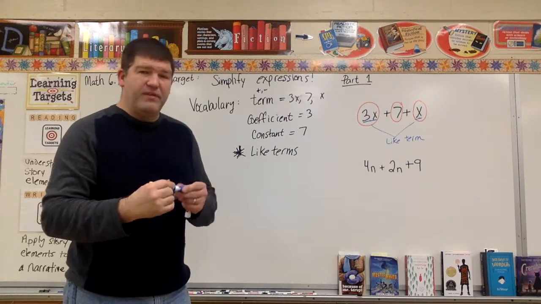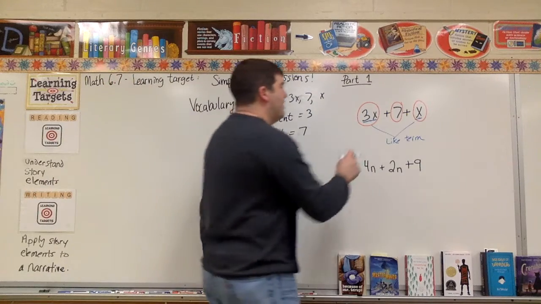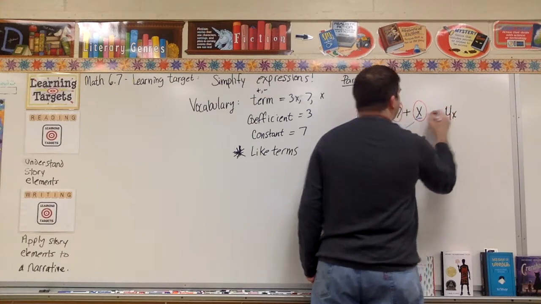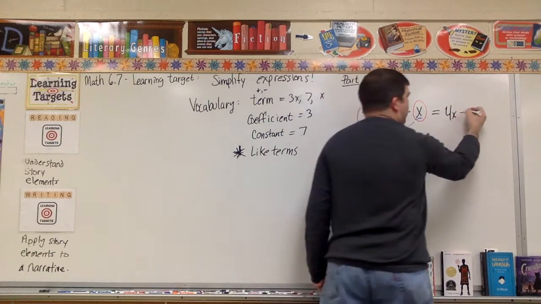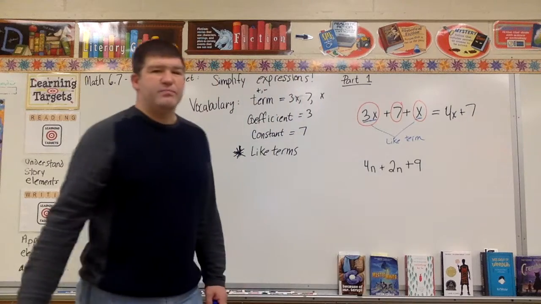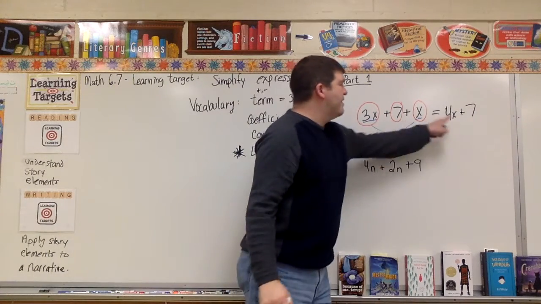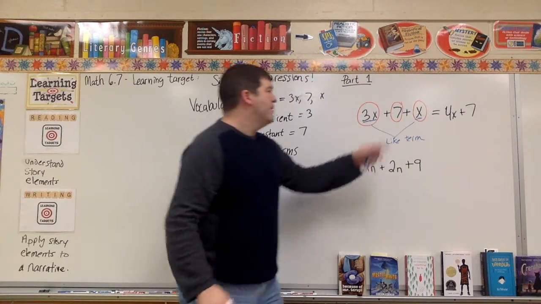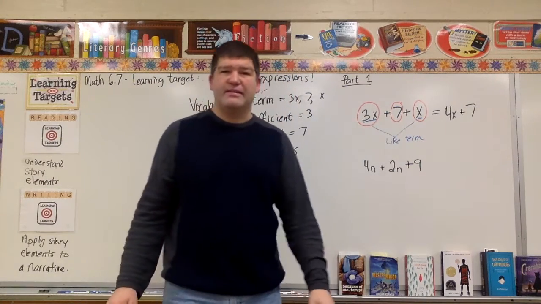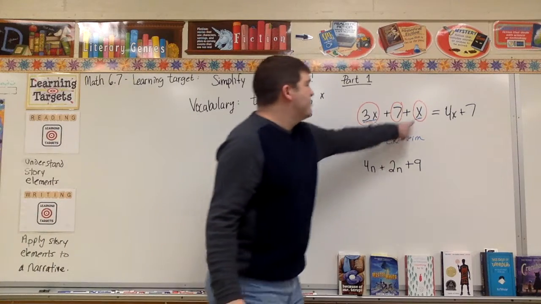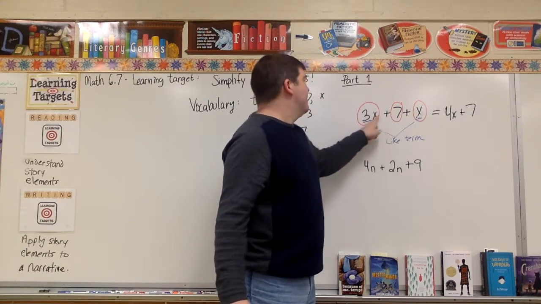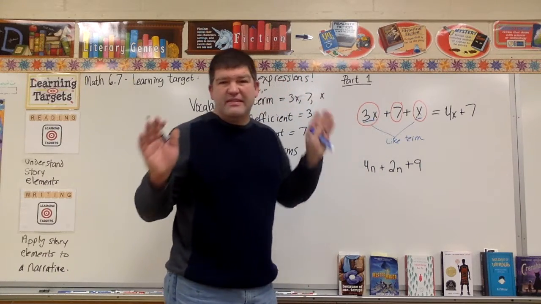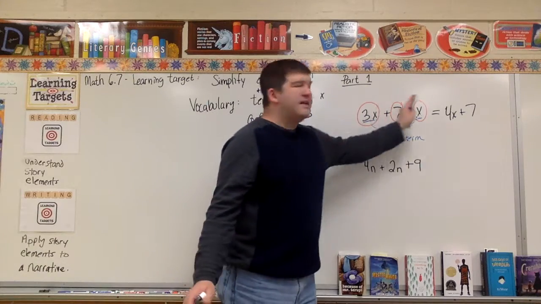So if we wanted to simplify this, we could put those together. 3x and 1x is 4x, and then I bring my constant over, plus 7. 4x plus 7. That's how I would simplify this. Okay? I take my like terms, put them together, and bring over everything else, all the constants. Okay. If this was a y, this would not be the same as this x, and there'd be nothing I could do. It would be in its simplest form because there'd be no like terms.